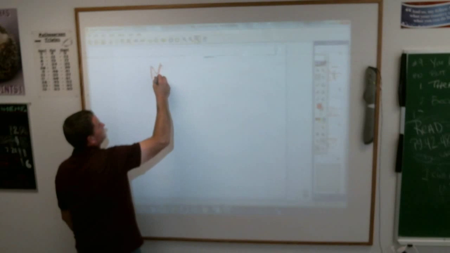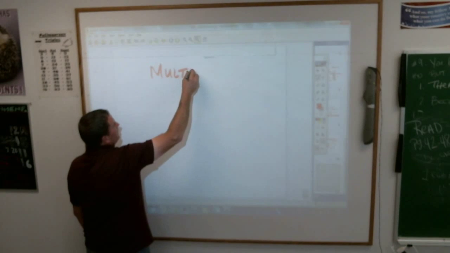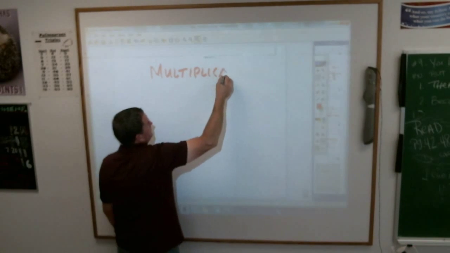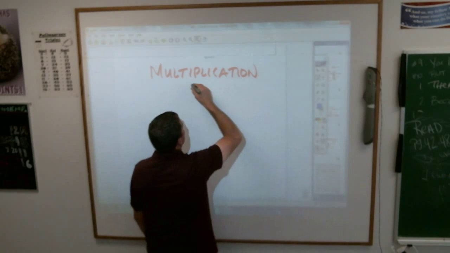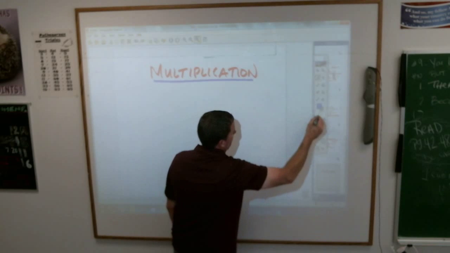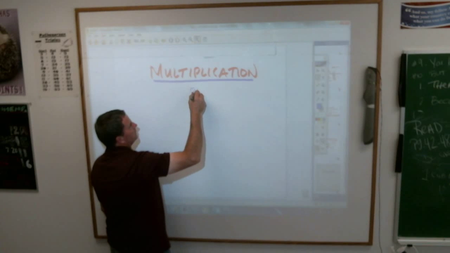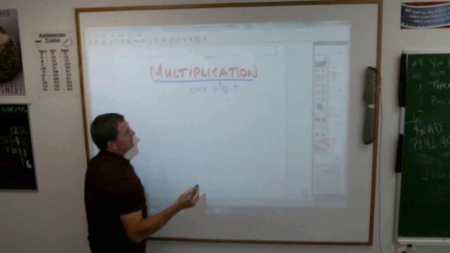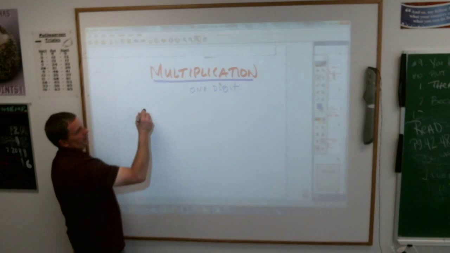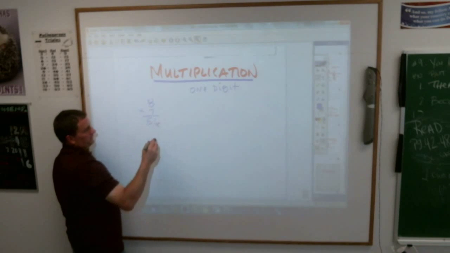Multiplication. And today we are looking at when we multiply by a one-digit number. If we multiply a one digit by a one digit, we just call that a math fact. That's what you've been doing, kind of. 8 times 7 is 56.